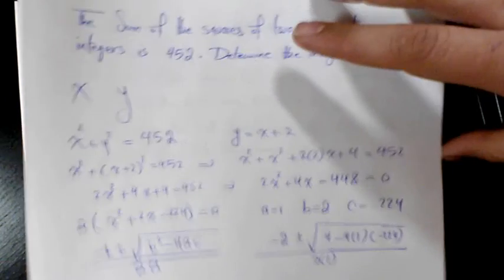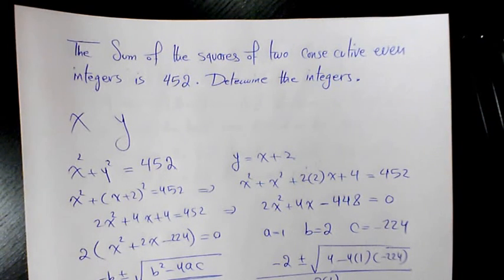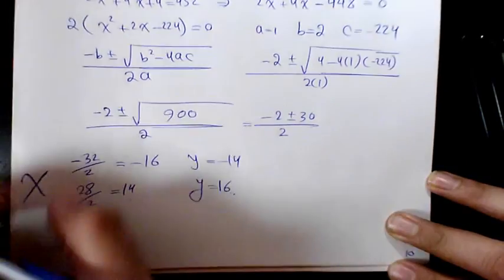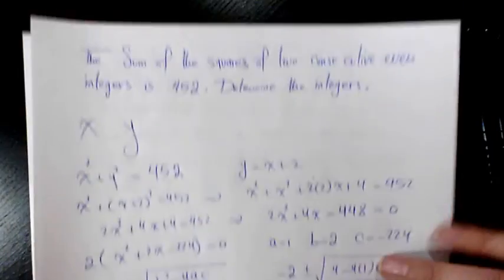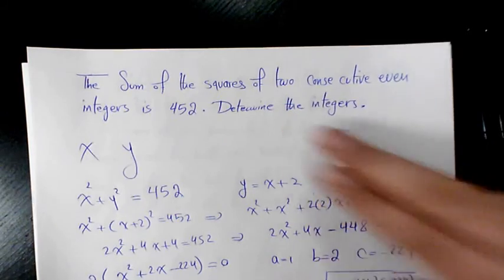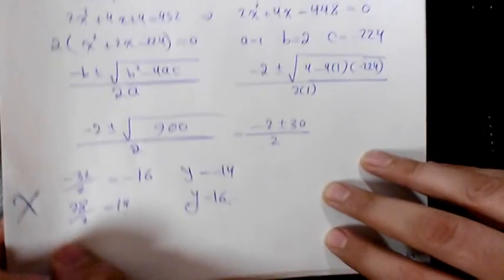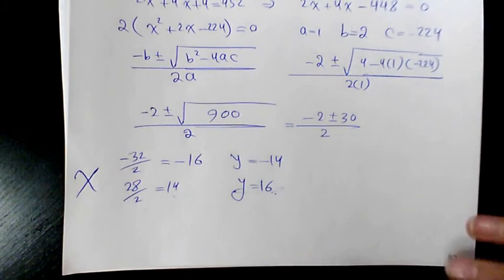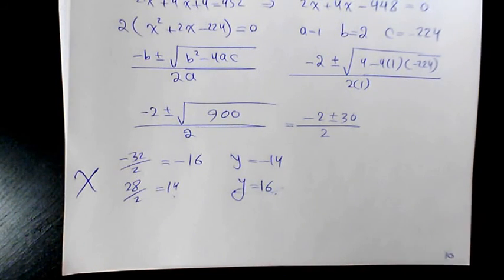Why? Because the question didn't say if they are positive or negative. If they were saying two consecutive positive even integers, you would say 14 and 16 is the only answer. But if it says negative, you have negative 16 and negative 14. In this case, it says two consecutive even integers. So the answer is going to be either negative 16 and negative 14 or 14 and 16. Let's look at the final question.